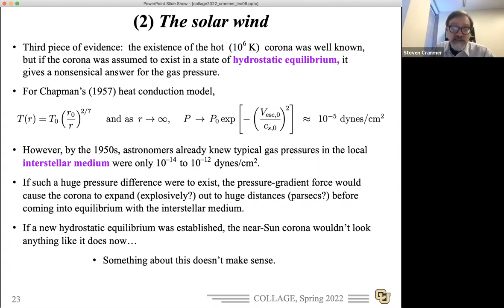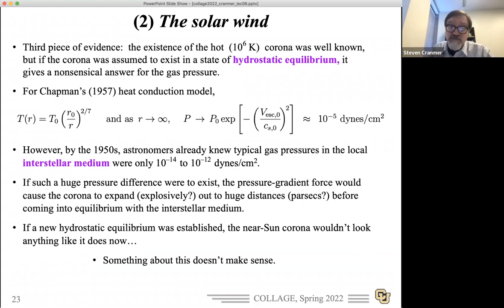And if you were to set this up as a simulation, right? If you set this up, say, as a large balloon filled with this very high pressure gas near the sun, surrounded by very low pressure gas, and you let it go, what would happen? Of course, it would expand, right? It would expand out very, very far, maybe parsecs of distance, before the pressure decreases to the point where it comes into equilibrium with the interstellar medium.